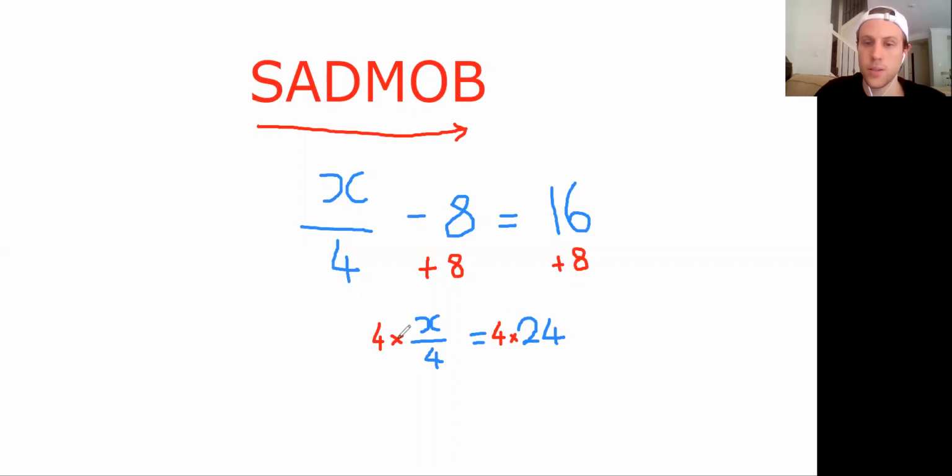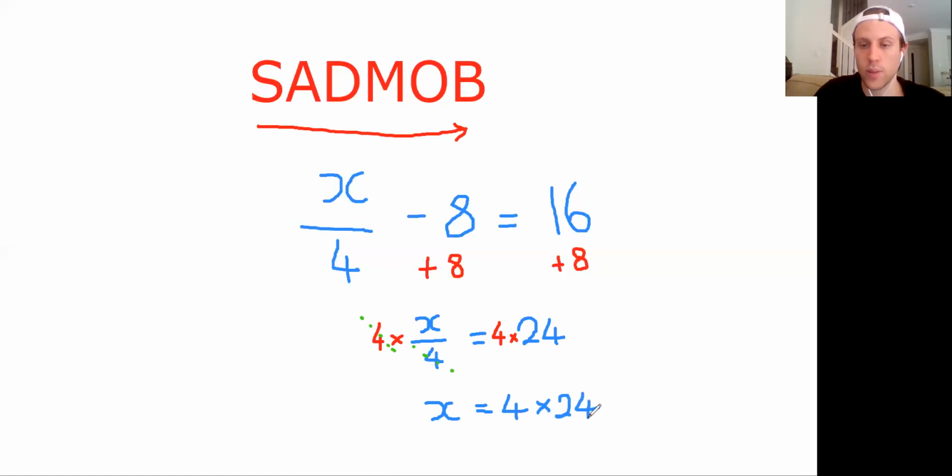All right. So if I have something that is times by 4 and then divided by 4, it's like I've done nothing at all. So the times 4 and the divided by 4 cancel each other out, leaving me with a nice x equals 4 times 24.